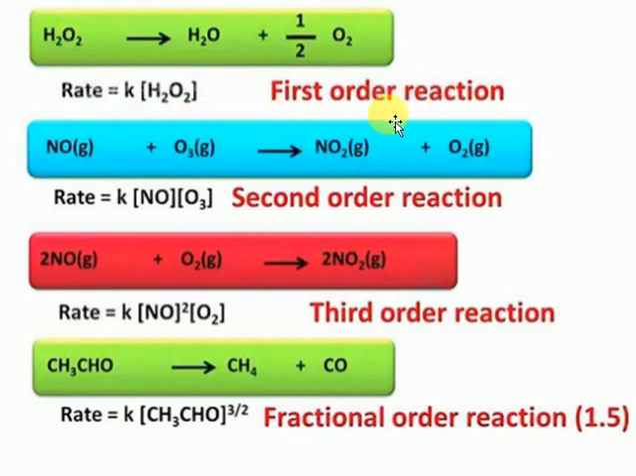So what is the order here? The rate of the reaction depends on a single concentration term, so it is a first order reaction. Now suppose we take a second reaction, where nitrogen monoxide gas reacts with ozone gas to form nitrogen dioxide plus O2. Here the rate depends on both the nitrogen monoxide concentration and the ozone concentration. So the rate depends on two concentration terms, and this is a second order reaction.